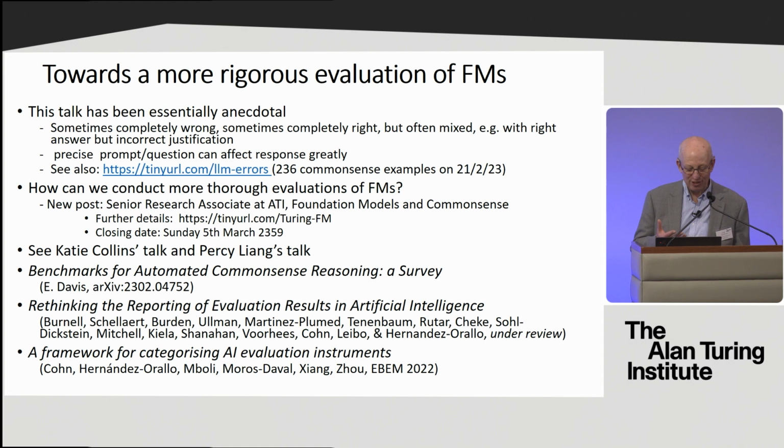I've been taking this somewhat irreverent look at ChatGPT and foundation models. What can we do to try and do better? Sometimes completely wrong, sometimes completely right, often mixed, sometimes with the right answer but incorrect justification. The precise prompt and question, as everybody who has experimented with these things will know, can affect the response greatly. There's a nice database being curated, particularly for common sense errors, and I'm giving you a tiny URL for a much longer actual URL there.